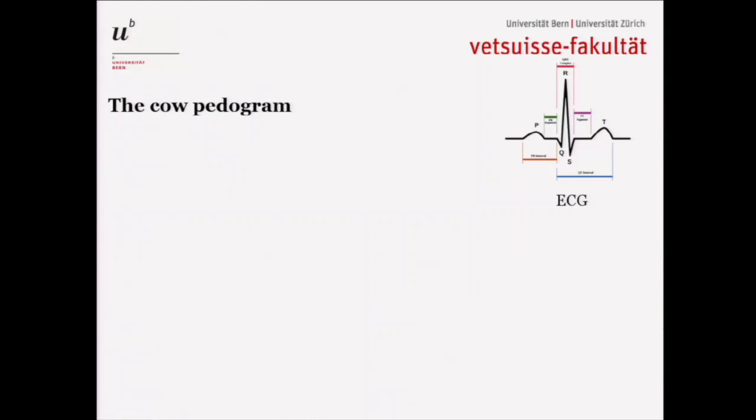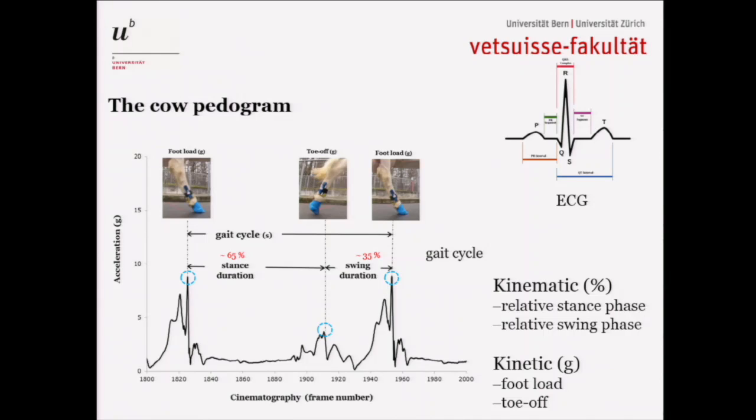And I can show you a figure of one gait cycle, I mean one stride, in healthy non-lame cows. So we have here two peaks, the foot load and the toe off. The maximum peak when the claw contacts the ground is the foot load, and the maximum peak when the claw leaves the ground is the toe off. Between two following foot loads, we have the gait cycle duration or stride duration in seconds. And we have here the stance phase duration and swing phase duration. We calculated the stance phase duration as a percentage of the gait cycle duration, when the claw contacts the ground, and the swing phase duration is when the claw is not contacting the ground.